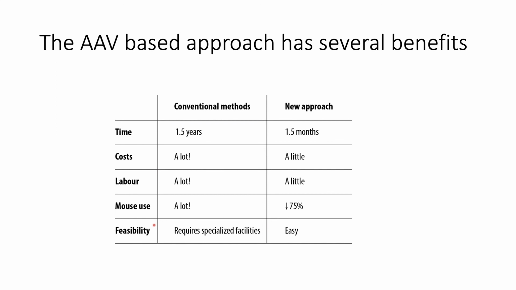Finally, the AAV-based approach allows for 100% of the mice to be used to generate experimental data, and it will therefore significantly reduce the number of mice needed to do research.